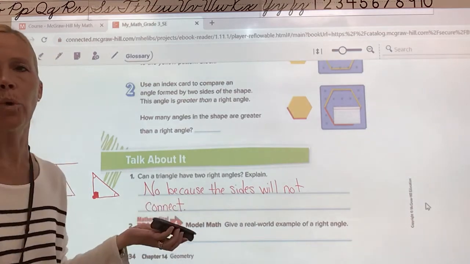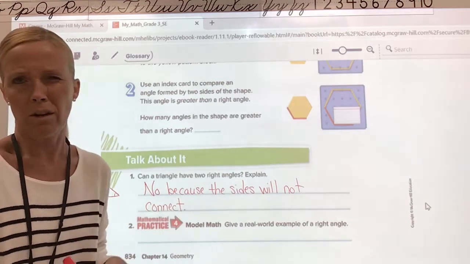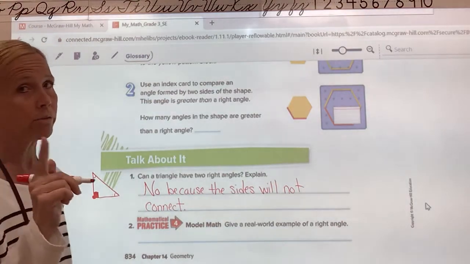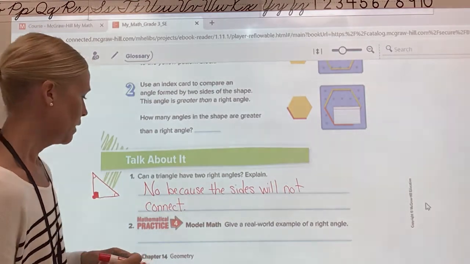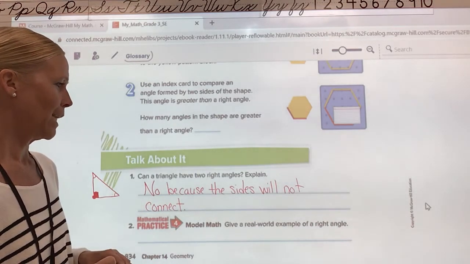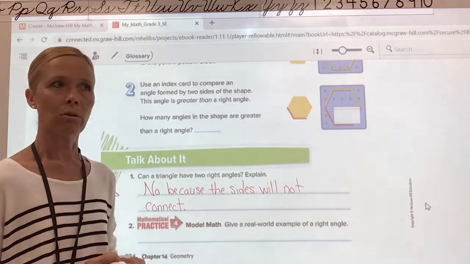Okay? And that's just one thing that you can say. There are other answers that would be acceptable. So we know that we cannot do that. It can have 1 right angle, but it can't have more than 1. Question number 2. Give a real-world example of a right angle.